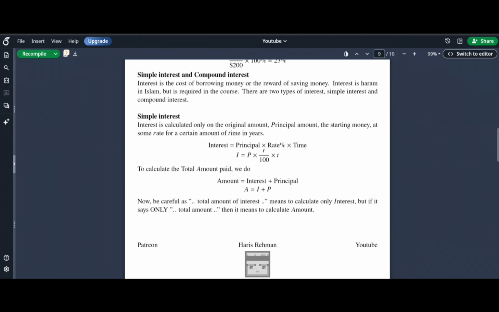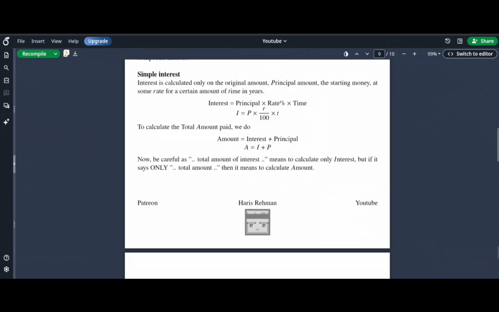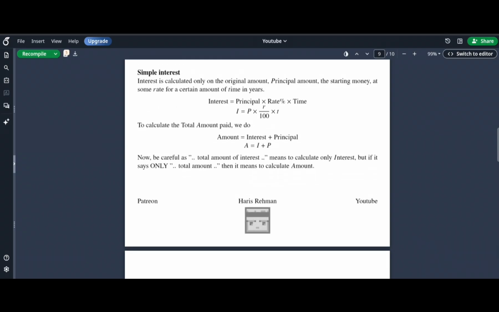Simple interest. Interest is calculated only on the original amount. P, the principal amount, is the starting money, at some rate for a certain amount of time in years. Time will always be in years. If it's in months, you have to convert it into years. What is interest? Principal times rate times time, or PRT over 100.